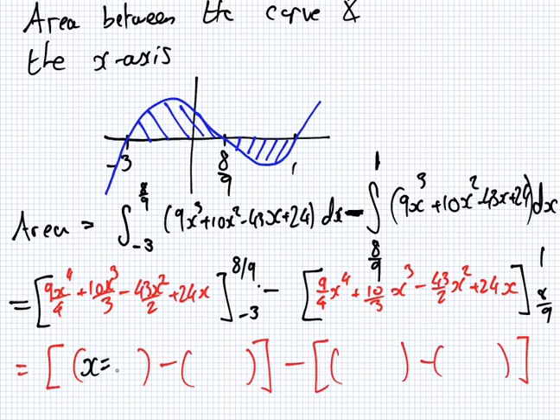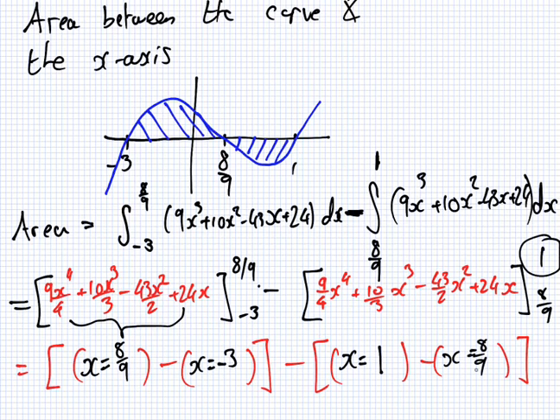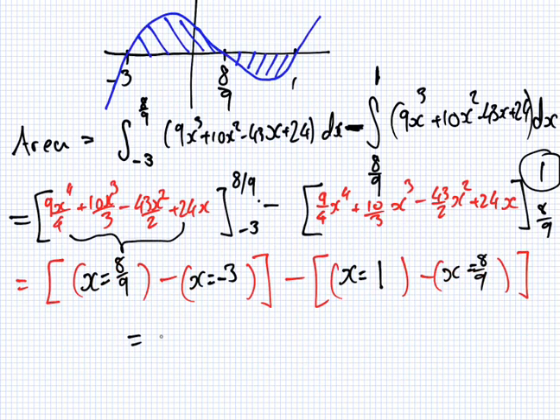Now hang on, just so you're clear, I'm not writing the whole thing out while I'm typing it in the calculator. What I do is I put x equals 8 over 9 into this, and then here I put in x equals minus 3, and then I subtract them. And then in this one I put x equals 1, and then here I put x equals 8 over 9. I subtract them, and then I subtract them too. So there's an awful lot to type in on your calculator, but that's all you're doing. You're just typing in something really long on the calculator.